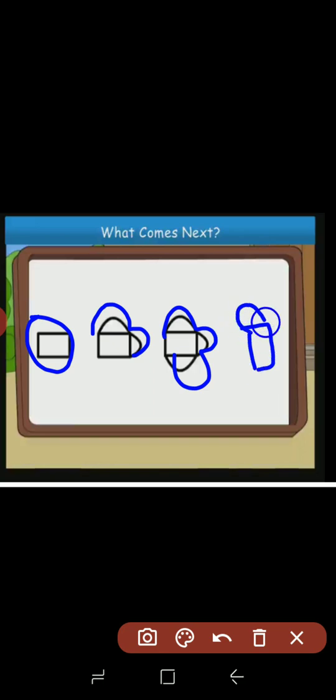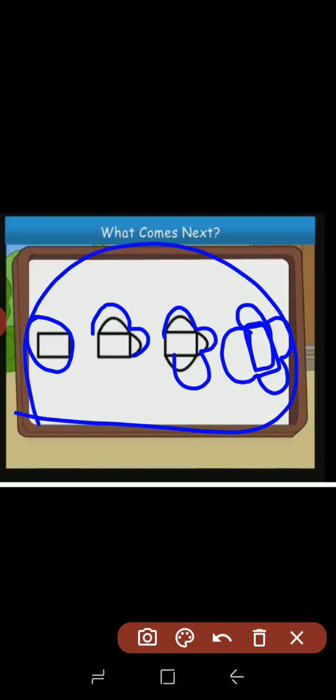Then this is also one of the patterns. You can see in one picture only a square is drawn. Okay, then in another picture on this square two semicircles are drawn. Okay, then in the third picture with that square three semicircles are drawn. Okay, then what should come next? What comes next? One square and four semicircles will be there. Okay, so this is one of the patterns.